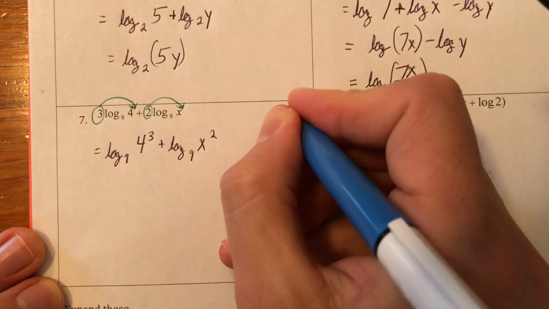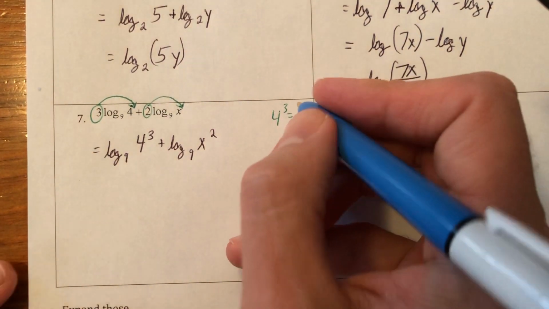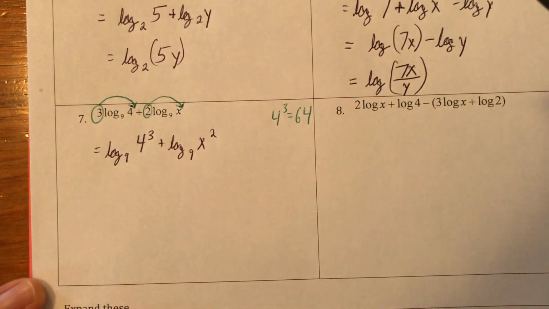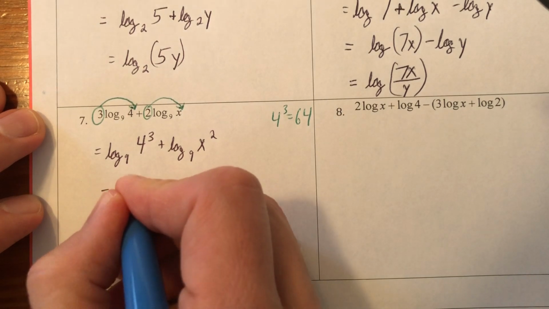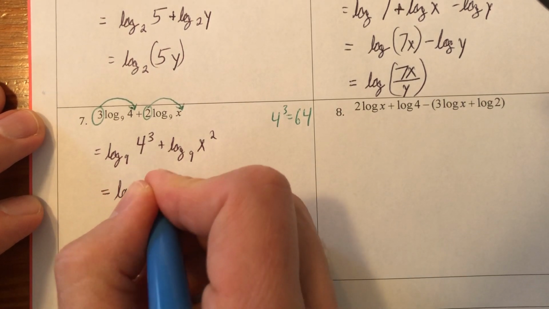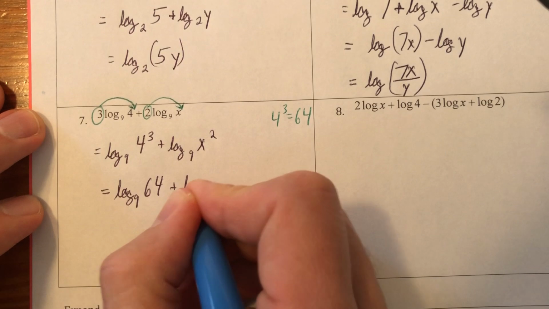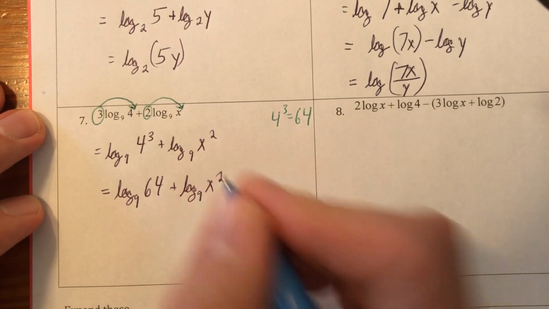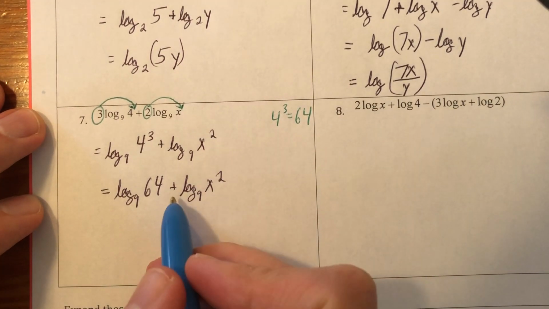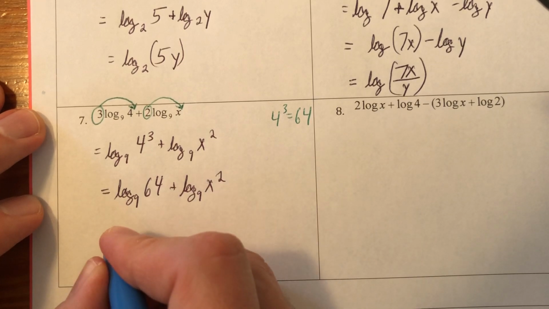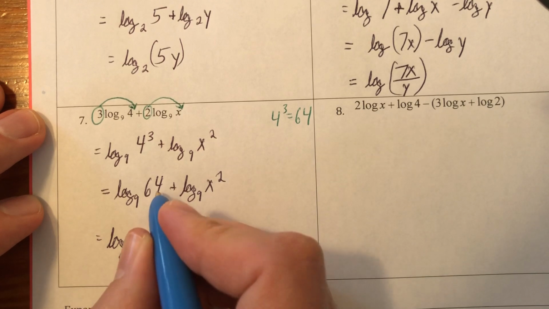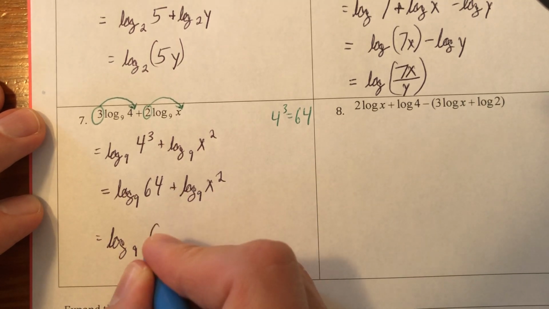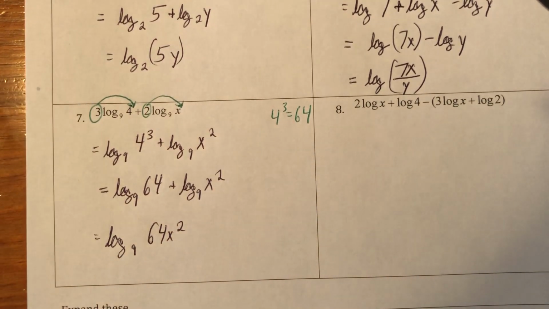So we come over here and we say, well, 4 to the 3rd, type it in the calculator if you need to, but you don't need to because it's 64. And so what I really have is log base 9 of 64 plus log base 9 of x squared. When I'm adding logarithms, I will multiply. So this is log base 9 of 64 times x squared. So 64x squared. Done. All right, one more.